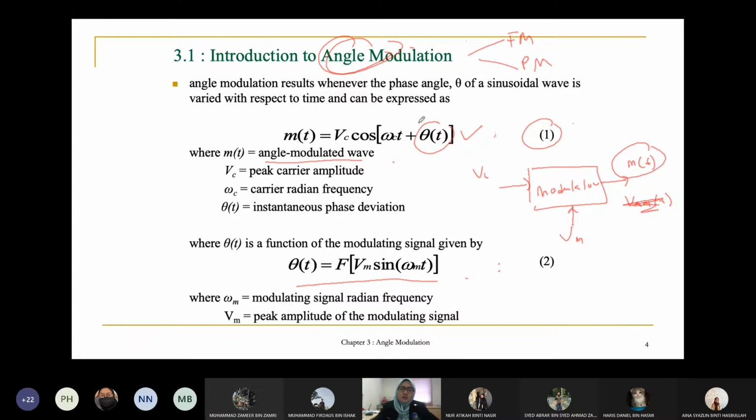If you look at these two equations, you can directly know that for angle modulation, the amplitude of the modulated wave is fixed, Vc. The amplitude does not vary. The ones that vary are the frequency and the phase, which we call the angle. The angle of this angle modulated wave is affected by the modulating signal, so theta(t) equals Vm sin(omega m t), affected by the changes in the modulating signal. But the amplitude is fixed, compared to amplitude modulation, where the one that varies is the amplitude.